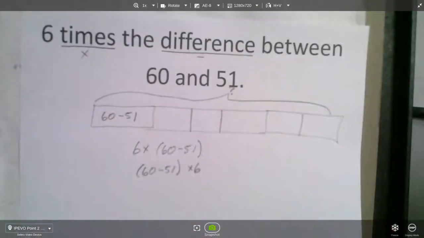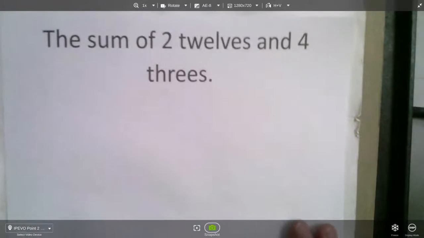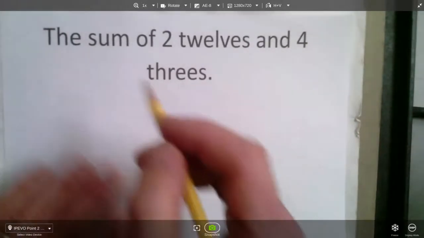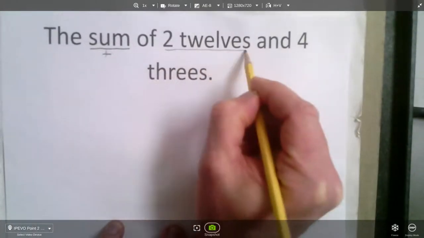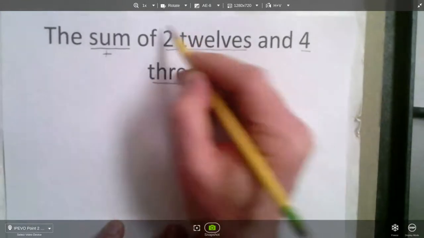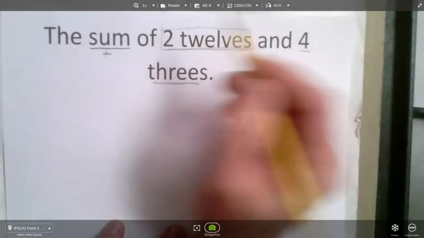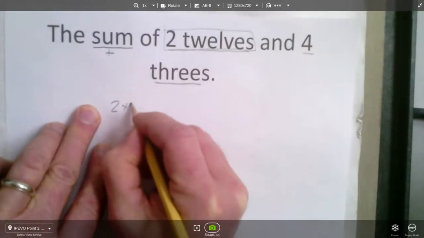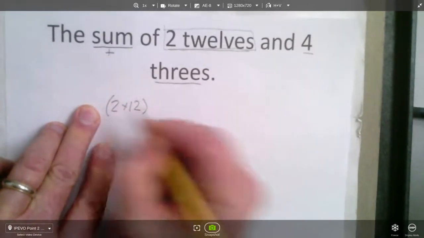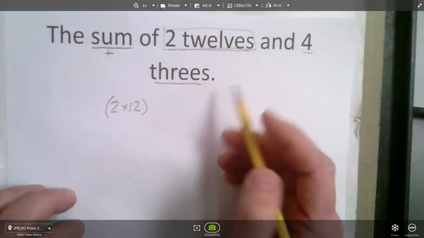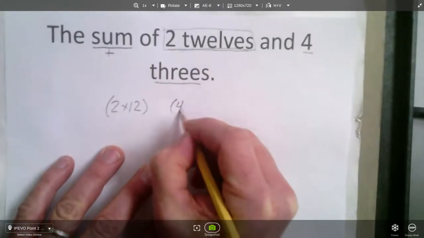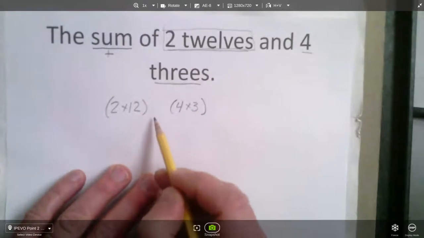Okay? Let's take a look at one more word form to numbers. This is the sum of 2 12s and 4 3s. So we know sum is addition, but then here we have 2 12s and 4 3s. Well, 2 12s is really 2 times 12. So then how do you think I would show 4 3s? Well, 4 3s would be 4 times 3. And what operation am I going to use if I want the sum of these two?